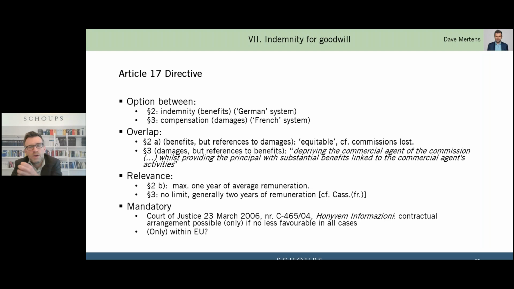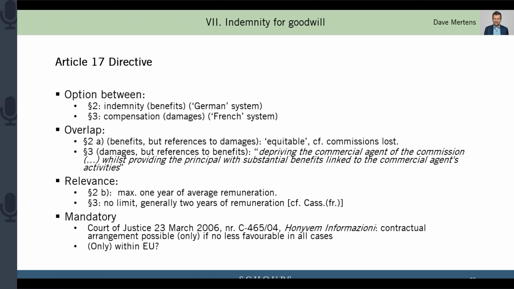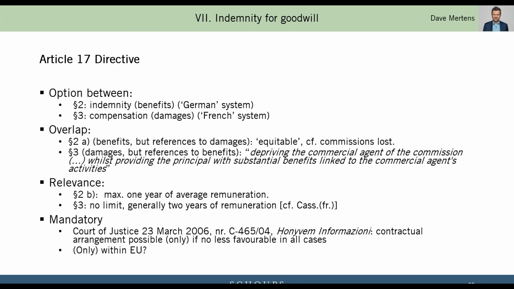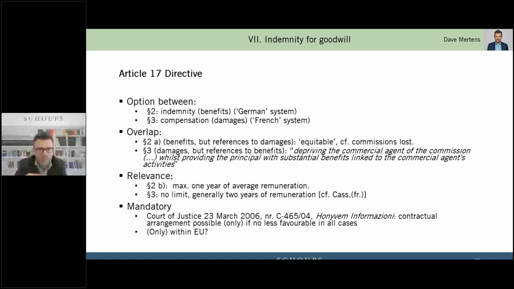That's one. Or compensation, damages, for the loss of commissions that the agent will suffer because of the termination of the agreement. So that's loss of commissions, and as I mentioned, these commissions are used to pay his own staff, to pay the rent of his showroom, etc. So the damage is suffered because of termination. Both aim to prevent abrupt termination, prevent opportunistic termination, and to make sure that this agent can reap the benefits, reap the fruits of his own labor, the client base he has established for the principal.